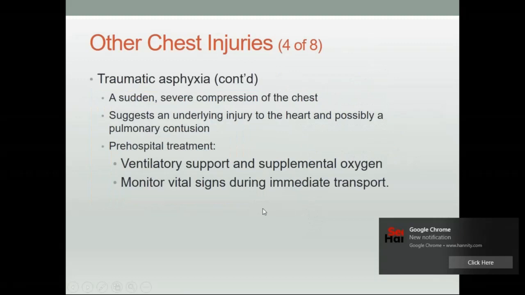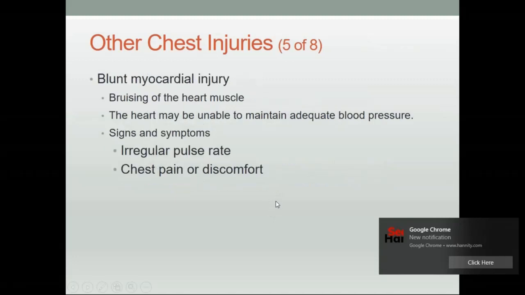Okay. How do we treat that? If our patient happens to not be dead on the scene from this, how do we treat this? Ventilatory support, supplemental oxygen, that is positive pressure ventilation. We're going to monitor their vital signs, rapid transport, call for ALS, whether it's ground or air. That is going to give your patient a chance of survival. Without that aggressive treatment and that rapid transport, they may not have much of a chance of survival.